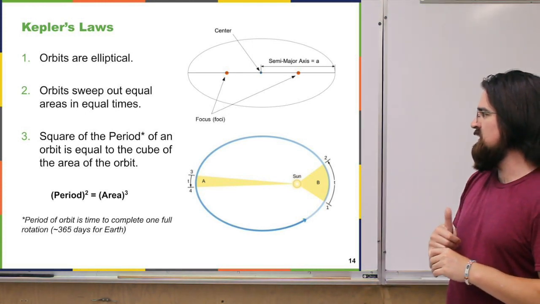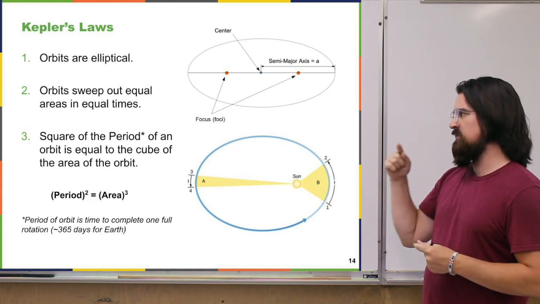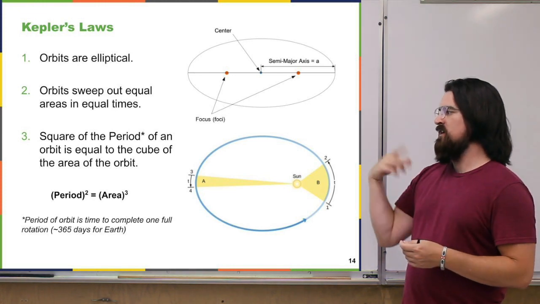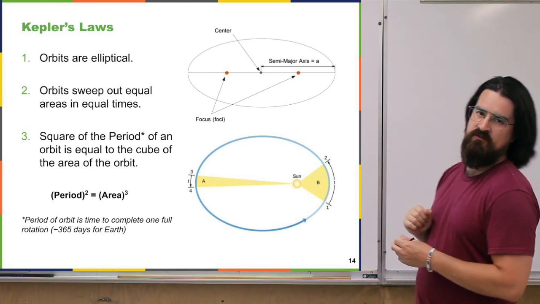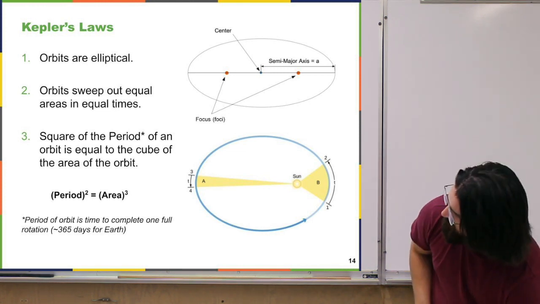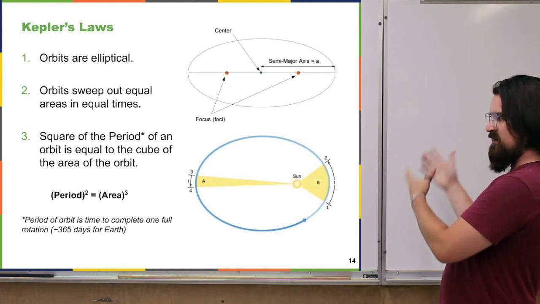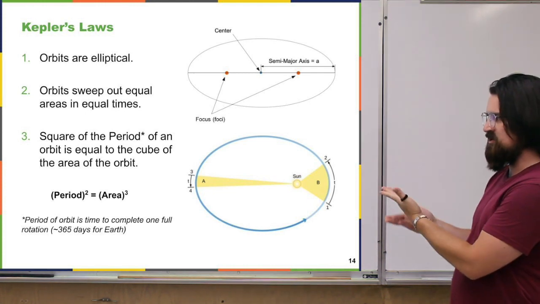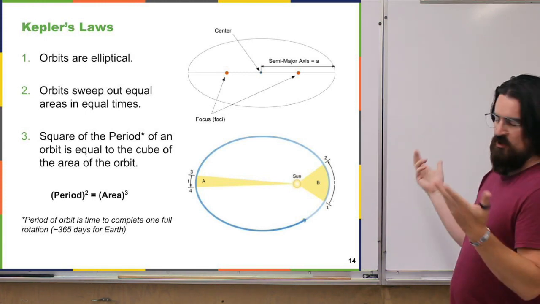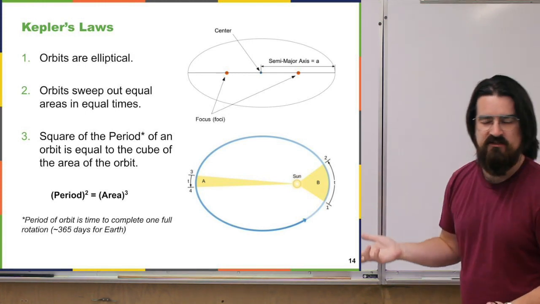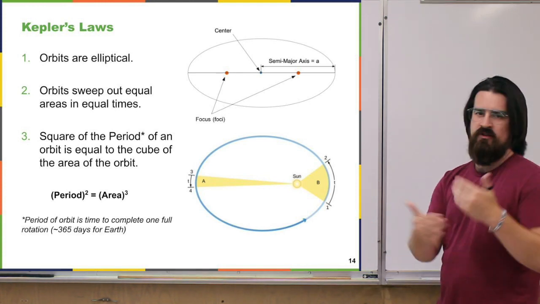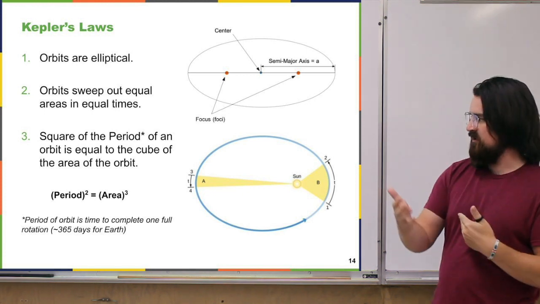Kepler's third law then was that the square of the period of the ellipse is equal to the cube of the area of its orbit, or the area of that ellipse. You can write that mathematically: the period squared is equal to the area cubed. And the period is just the amount of time that it takes to make one full revolution around the Sun. The period for Earth, we can say, is about 365 days. You can also just say it's 1 year and compare the other planets as how many Earth years that period is. It's actually a very typical thing.